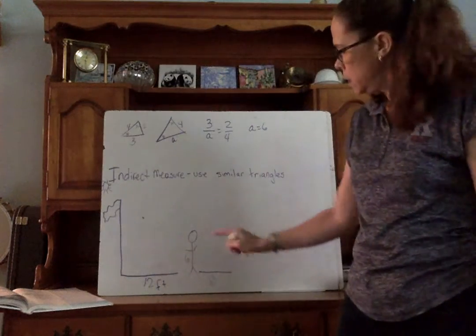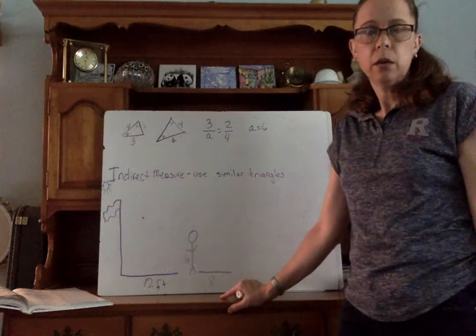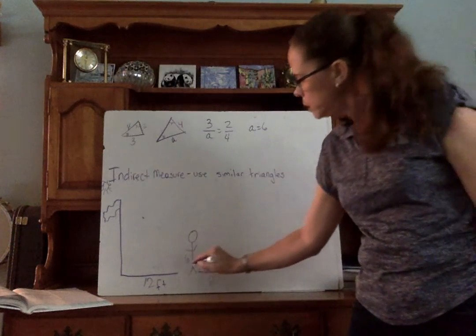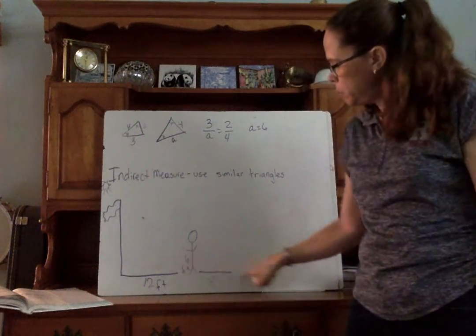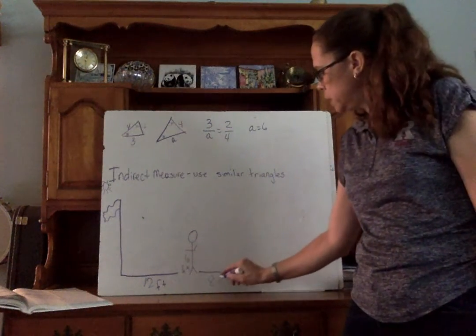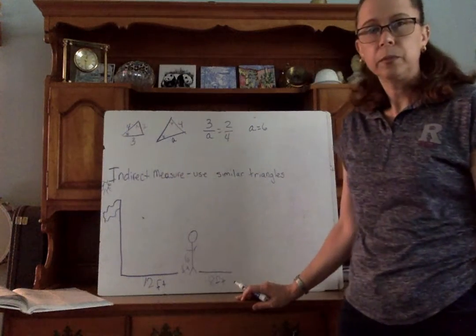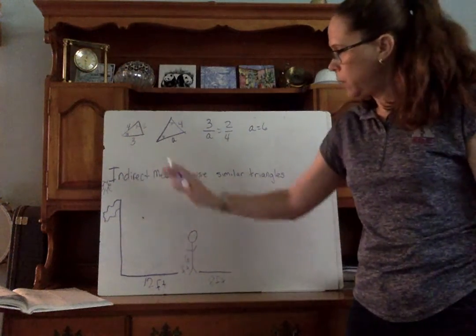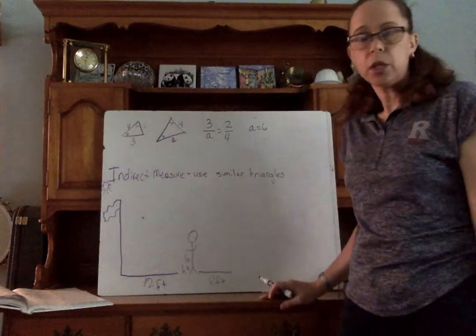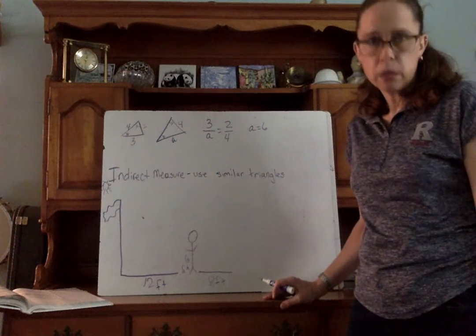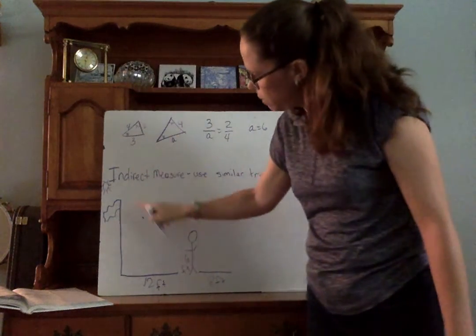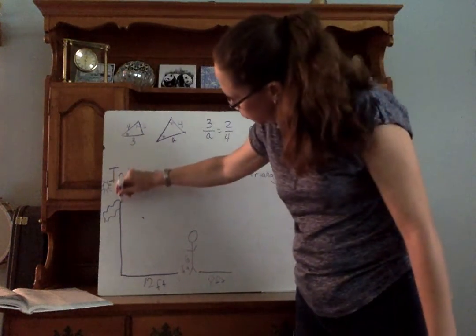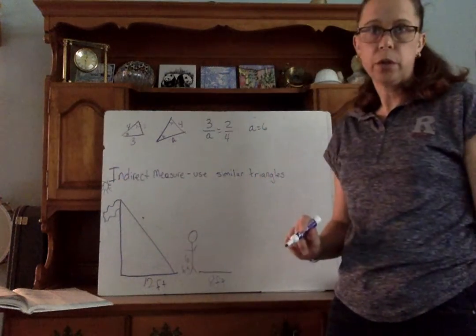Then I also saw a person standing right next to where that flagpole was, and the person was 6 feet tall. When they cast their shadow, it was 8 feet. It's the same sun, same sunny day. The flagpole is casting a shadow. The person is casting a shadow. We can create similar triangles based on this information. My flagpole and my shadow form two sides of the triangle, so I can just finish it out and form the third side of the triangle.